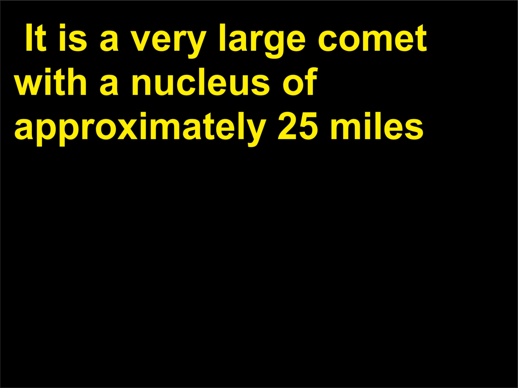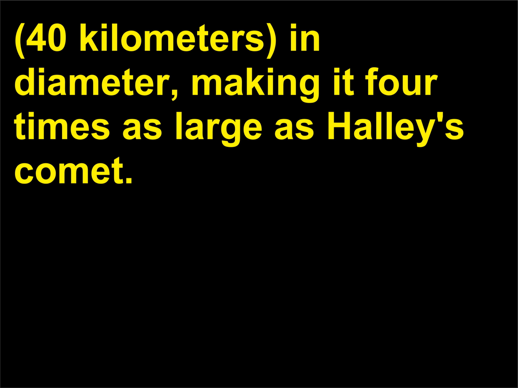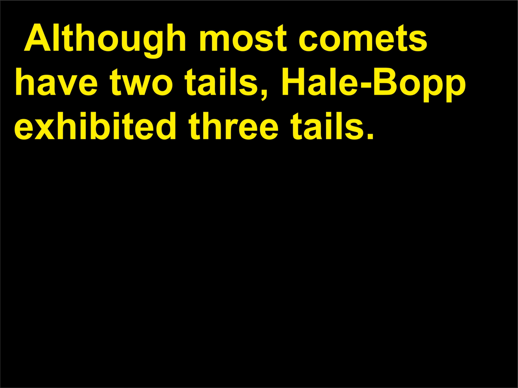It is a very large comet with a nucleus of approximately 25 miles, 40 kilometers, in diameter, making it 4 times as large as Halley's Comet. Although most comets have 2 tails, Hale-Bopp exhibited 3 tails.